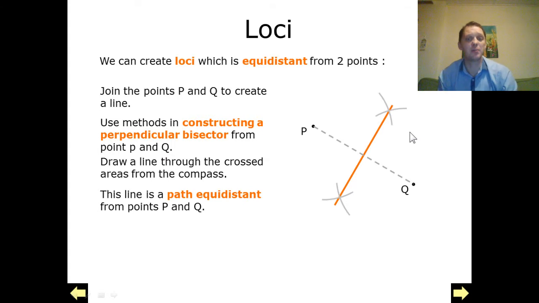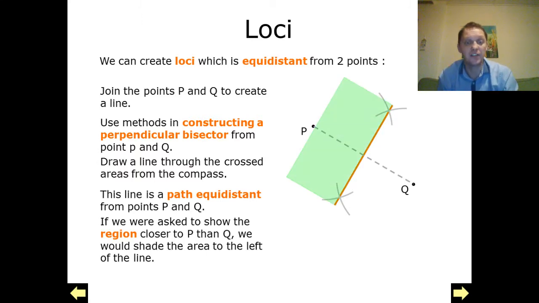But we could have a problem where maybe I've got to be closer to P than Q. If I had a problem like this, I would shade in the region which is to the left of my line, because everything along here is closer to P than it is to Q.